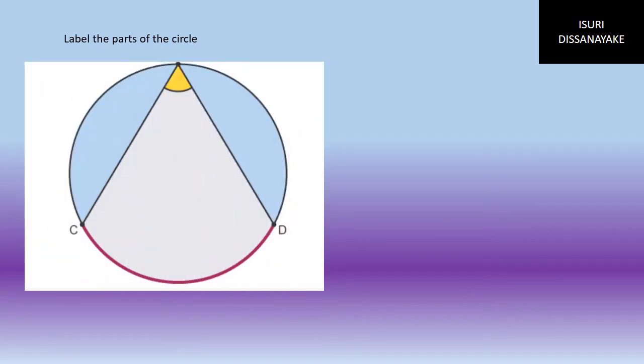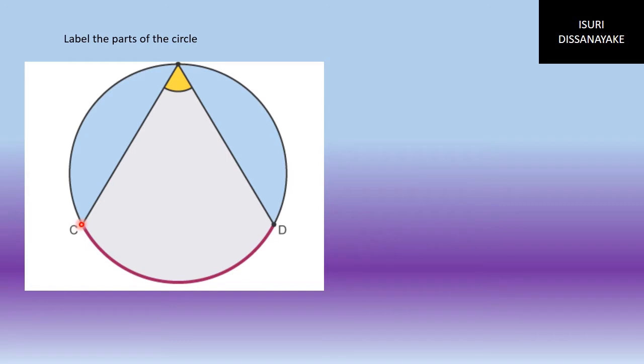Let's label the parts of the circle. So in this circle, this edge is called the circumference. And this is a chord of the circle. This is also another chord. And the two chords meet at this point and it creates an angle.